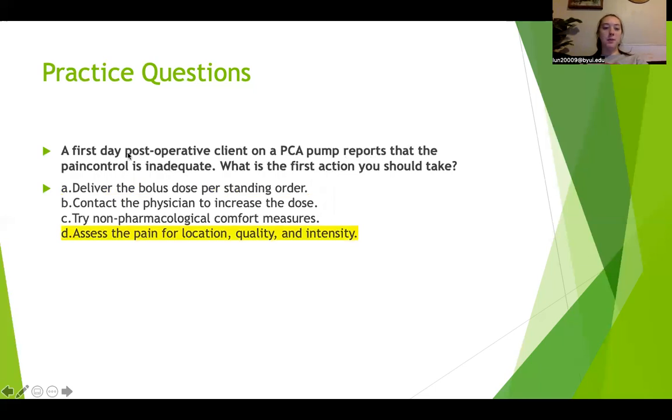Okay, PCA pump, the client reports the pain control is inadequate. What first action should you take? So the first thing you do is assessment, following ADPIE. So assess for PQRST, essentially, before you try pain control measures or increase the dose or deliver a bolus dose. Assess before interventions.